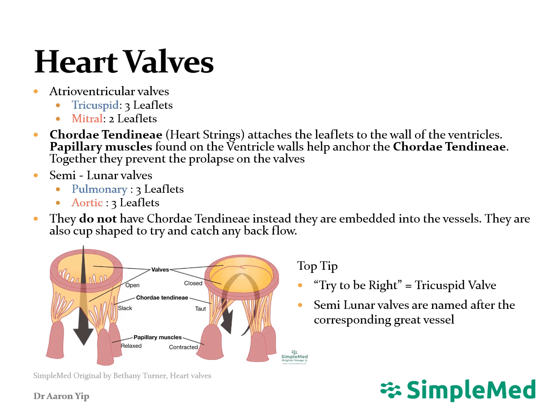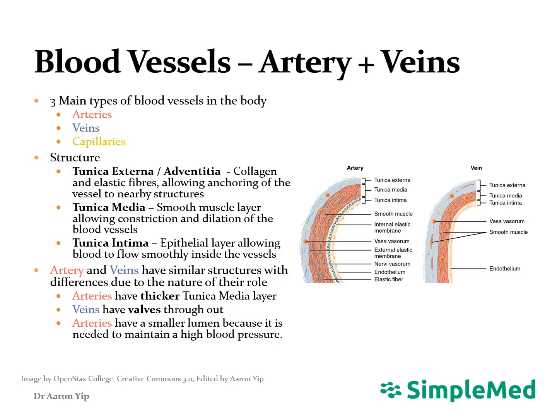Top tip for remembering the names of the heart valves: the phrase "try to be right" always helps me remember that the tricuspid valve is on the right side. The semilunar valves are named after the corresponding great vessel. So the pulmonary artery has the pulmonary valve, and the aorta has the aortic valve.